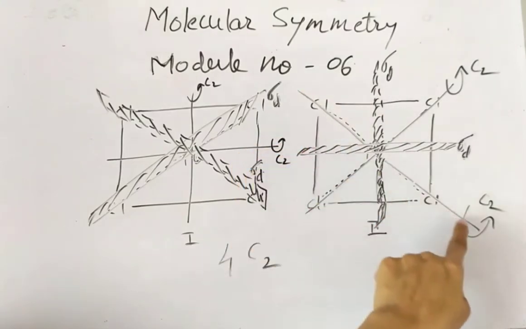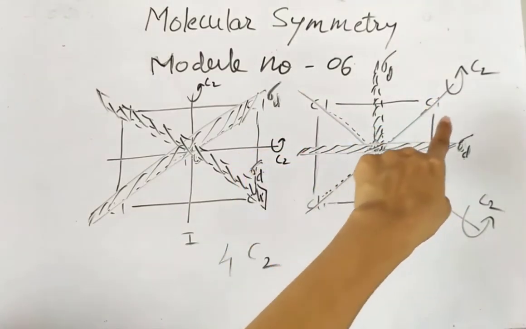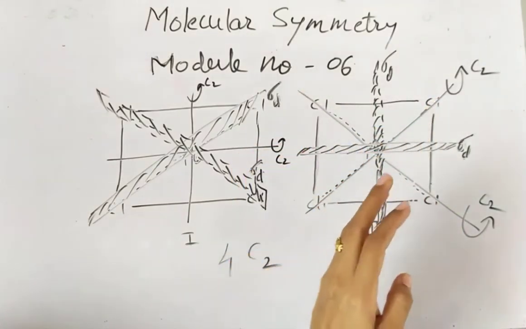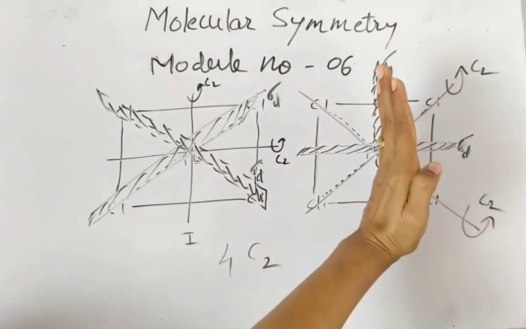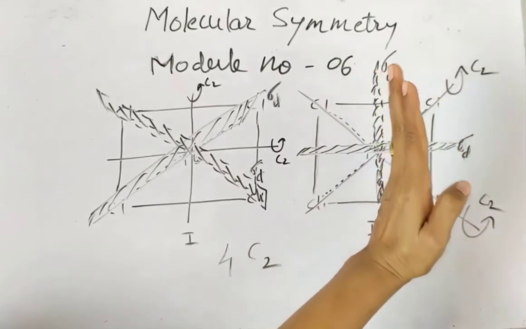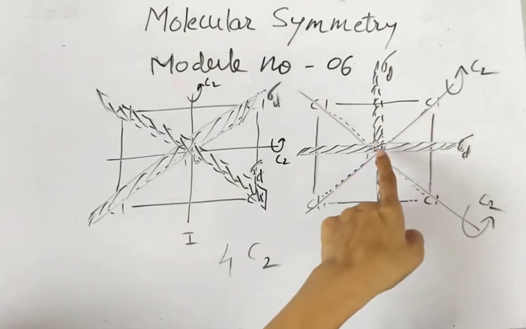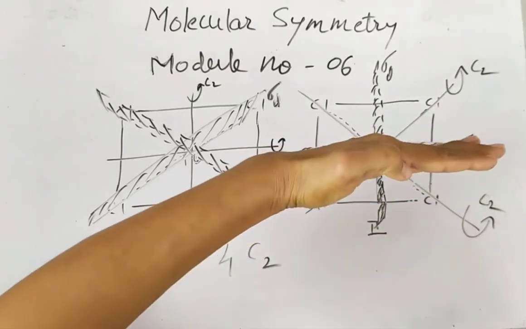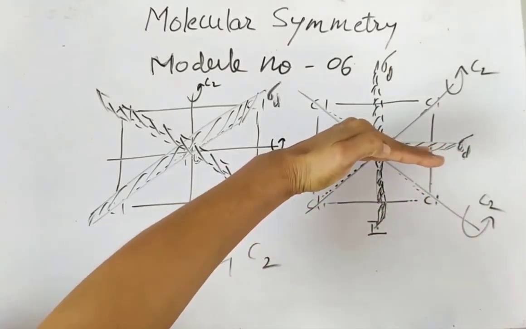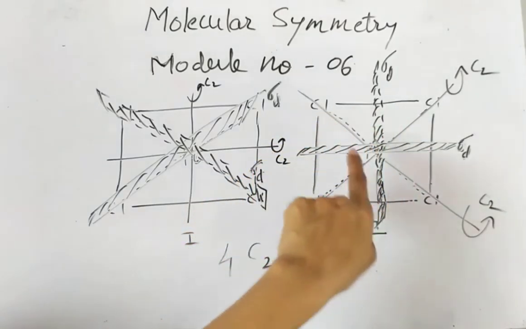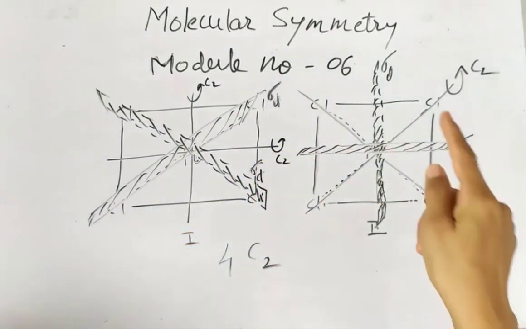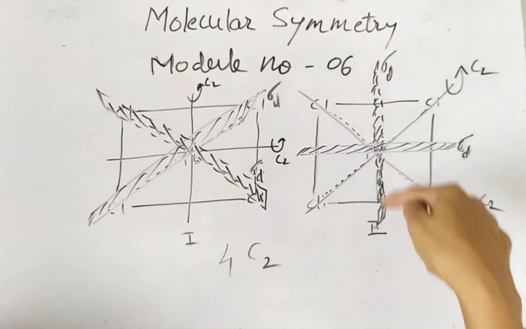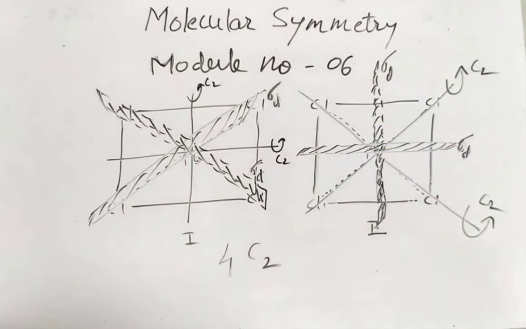We are keeping the C2 axes same. We are not changing them. If you are passing the plane like this also, then this plane is also cutting the C2 axis, or if you are passing the plane like this, then it is also cutting this perpendicular C2 axis. Hence, both the planes will be called as sigma D.